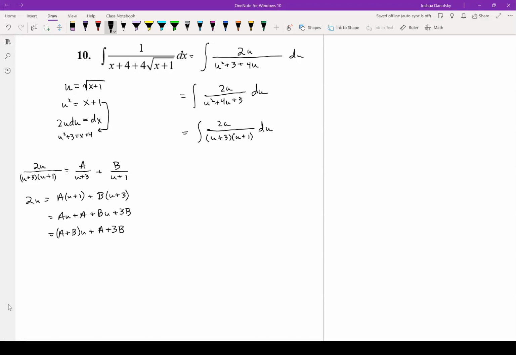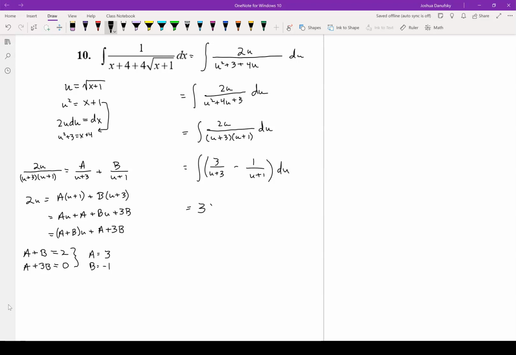So this will result in two equations. A plus b has to equal 2 because 2 is the coefficient in front of u, and then a plus 3b is equal to 0. Solving this system of equations, we find that a equals 3 and b equals -1. So now our integral becomes 3 over u plus 3 minus 1 over u plus 1 du.